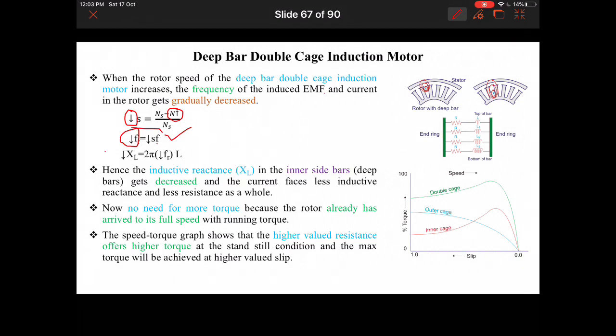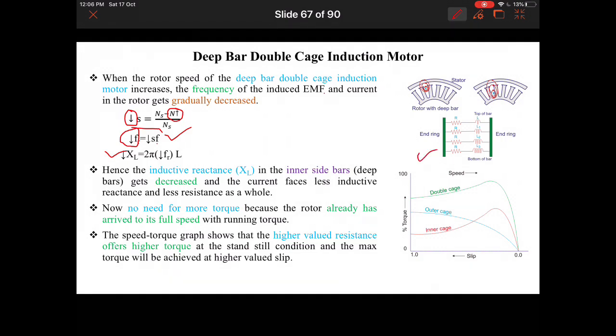It means the XL will also decrease. Hence, the inductive reactance XL in the inner side deep bars decreases, and the current faces less inductive reactance and less resistance as a whole. Now, there is no need for more torque because the rotor has already arrived at its full speed with running torque. The speed torque graph shows that the higher valued resistance offers higher torque at the standstill condition and the maximum torque will be achieved at higher valued slip.